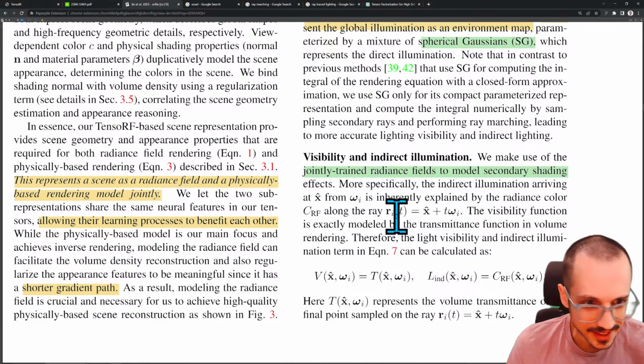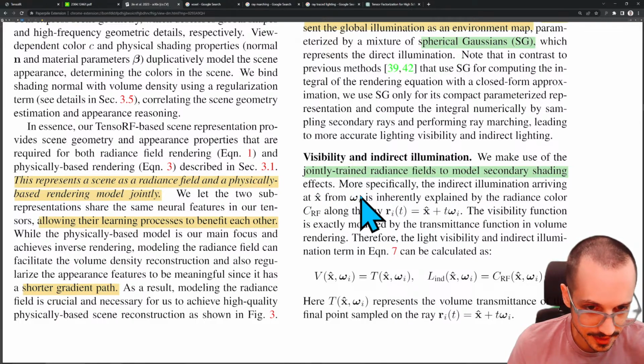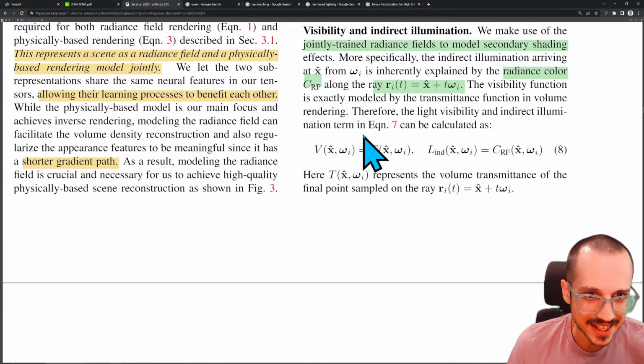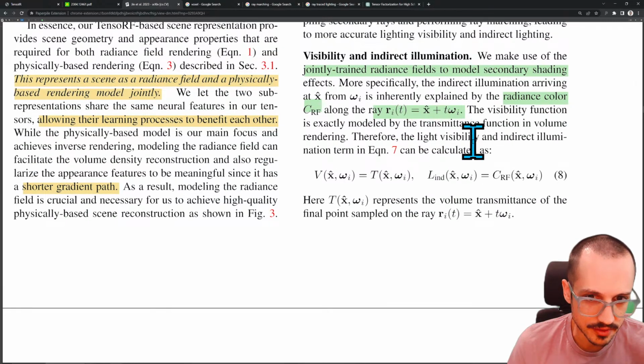More specifically, the indirect illumination arriving at the surface point from the indirect illumination vector is inherently explained by the radiance color, CRF, along the ray. Right? The visibility function is exactly modeled by the transmittance function in volume rendering.